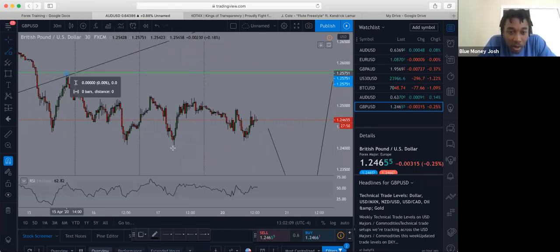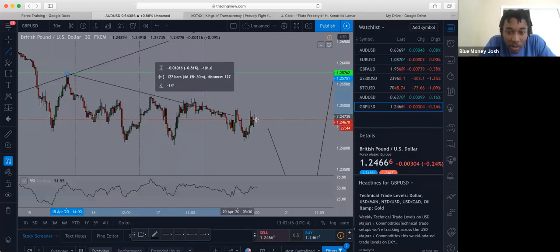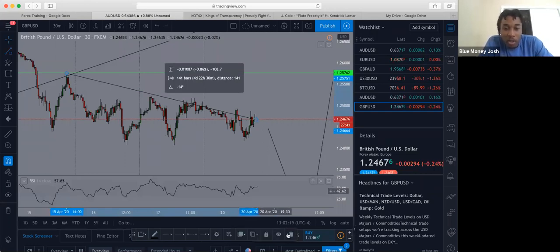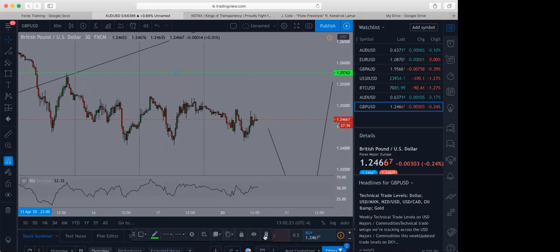Lowest it went, 170 pips. It's at 108 right now. So you'd still be in your bag easily.